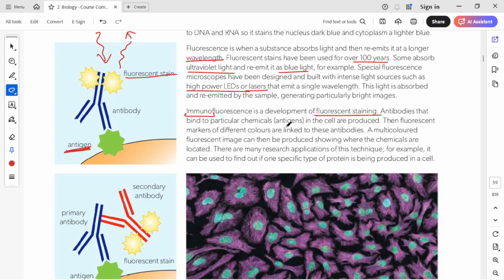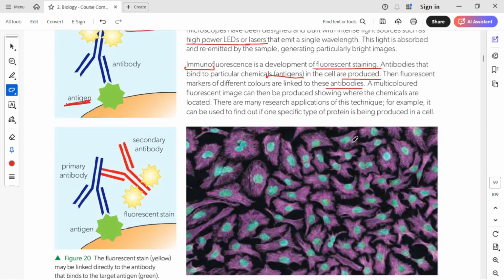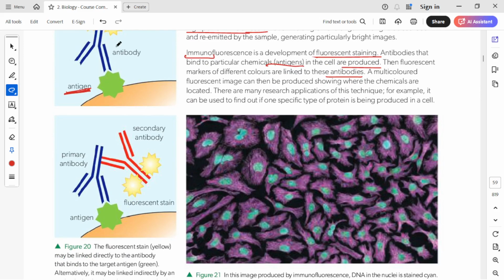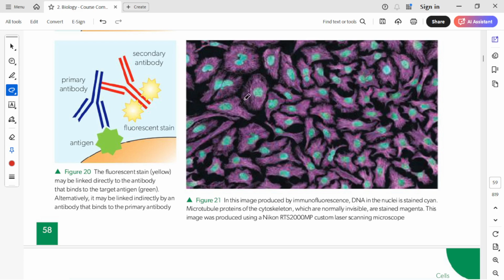Antibodies that bind to particular antigens of the cell are produced, and fluorescent markers of different colors are linked to these antibodies. A multicolored fluorescent image can be produced showing where the chemicals are located. So wherever the antigen is bound with the antibody, we will get a fluorescent color back from the sample. Here we can see a very interesting image. This is the image produced by immunofluorescence.